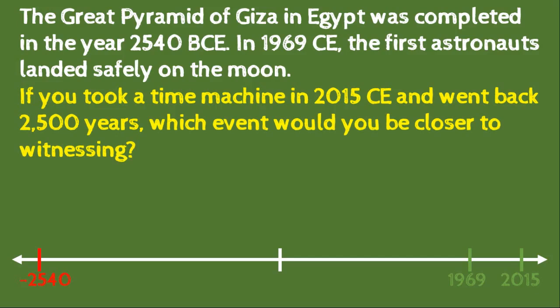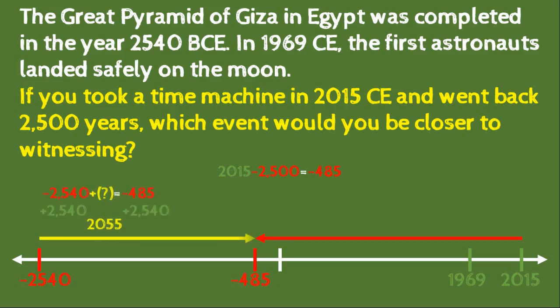We're also told that we're in the year 2015 CE, and we're going to go back 2,500 years. So we represent moving back by moving from 2015 to the left 2,500 years. We can represent this by saying 2015 minus 2,500 years, which equals minus 485. Finally, we have to figure out the distance between the Great Pyramid of Giza being completed and the first astronaut landing safely on the moon.